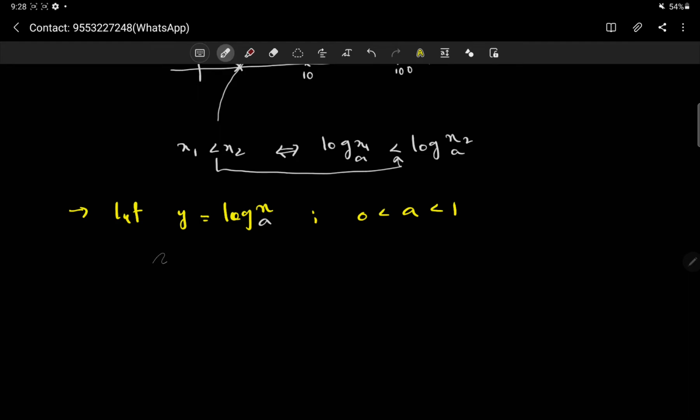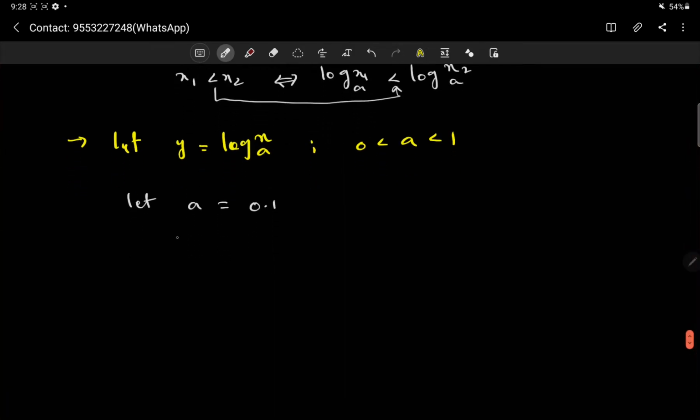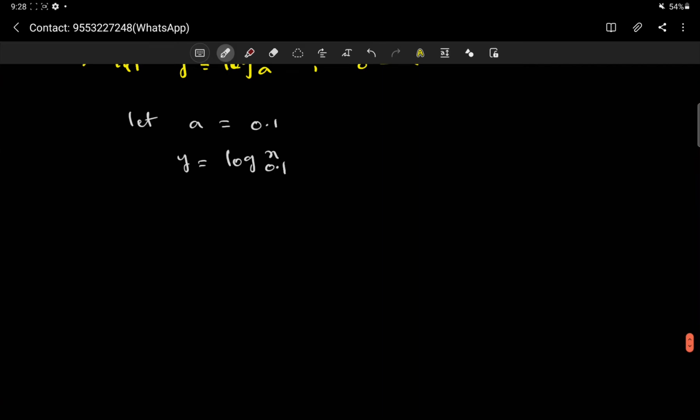You see here, you take a value as, for example, 0.1. Then y becomes log x base 0.1. In place of a we considered 0.1. It is less than 1 only, right? That's why I have considered it to get its graph.